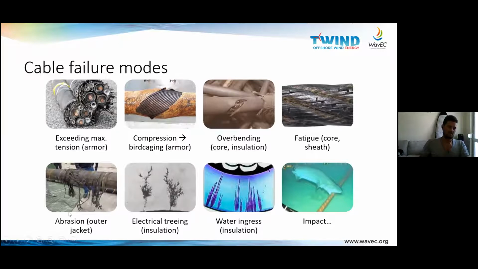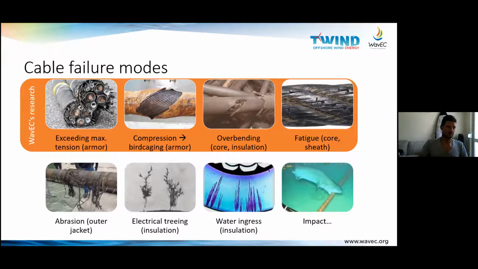When the cable is dragging on the seafloor, then you get abrasion. We have the insulation problems, and then we can have all kinds of other unforeseen impacts that not necessarily need to be a white shark. It can also be just an anchor hitting the cable dropped from a ship. But in the layout tool that I would like to present you, we are focusing first here on the top part of these mechanical failure modes.